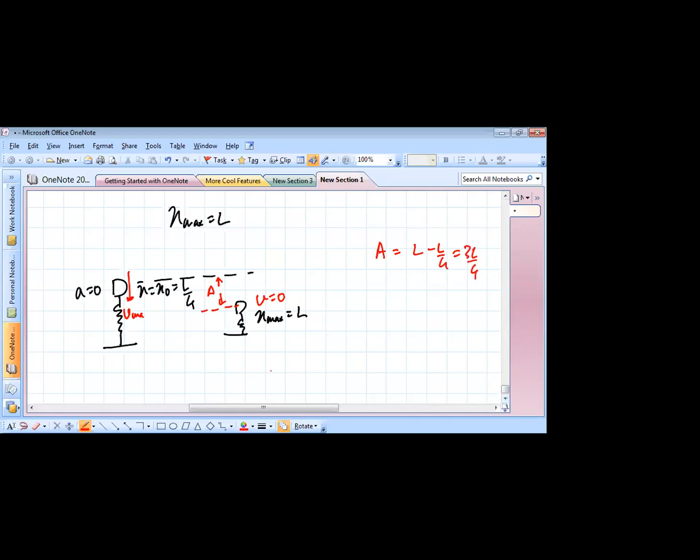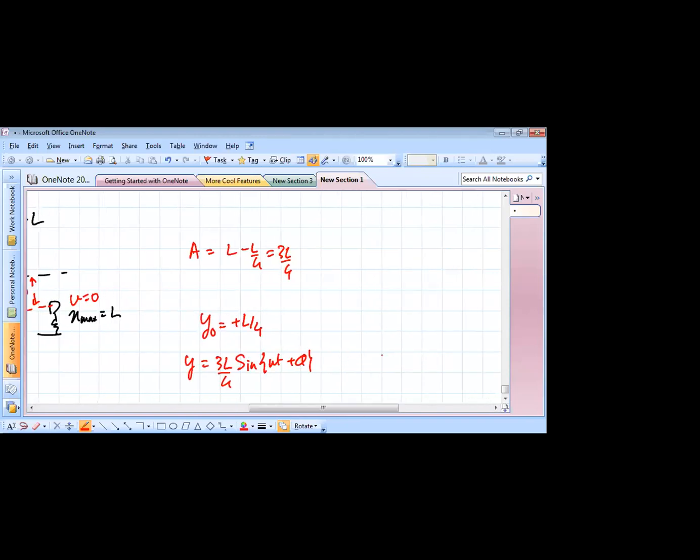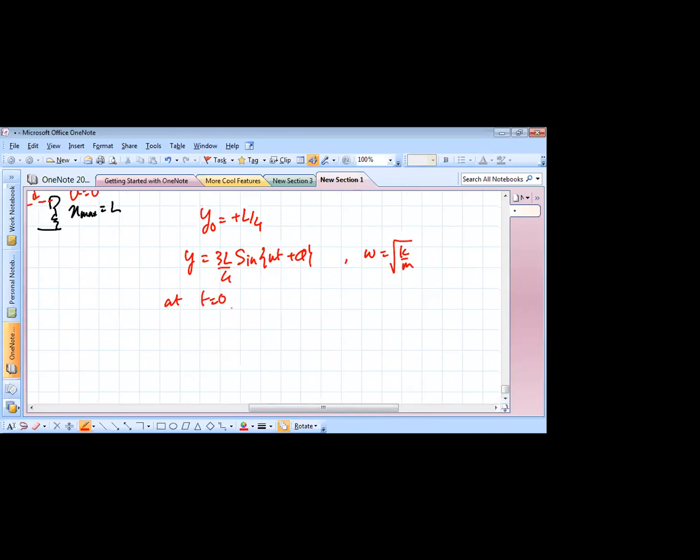Now see what is happening. If you take your equilibrium position as y equal to 0 and this as your positive y axis, my initial value of y was at l by 4 above. And y is equal to 3l by 4, that is amplitude, into sine of omega t plus phi, where omega is square root of k by m. Beta, is this clear now? Yes, sir. Now, how will we find the phase constant? So at t equal to 0, let us say the block, or the spring, comes in contact with the ground.